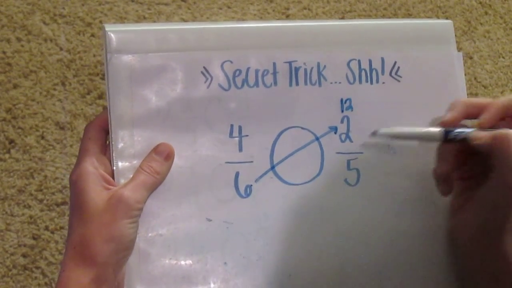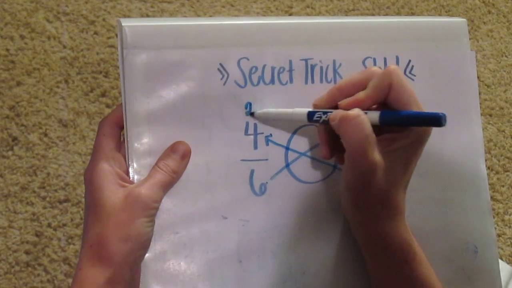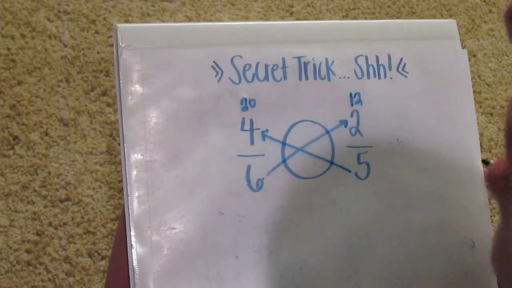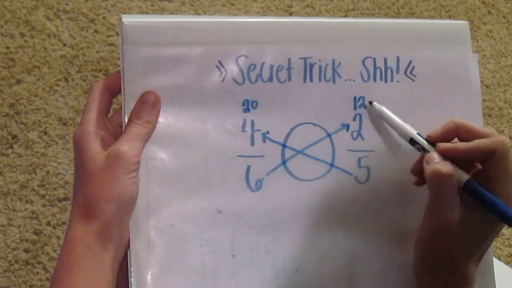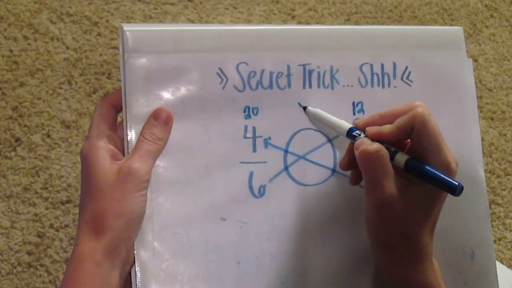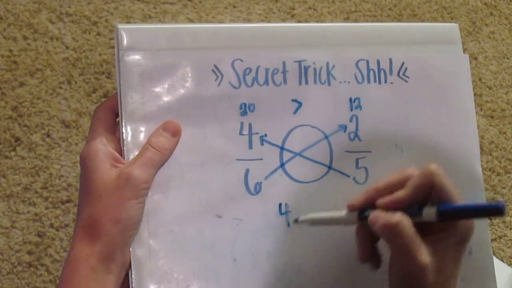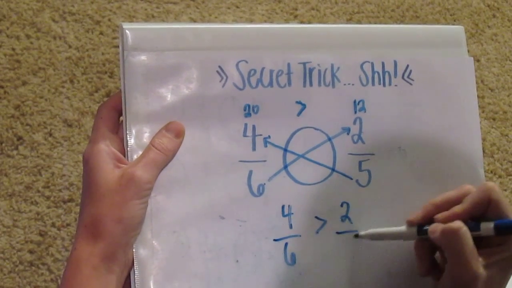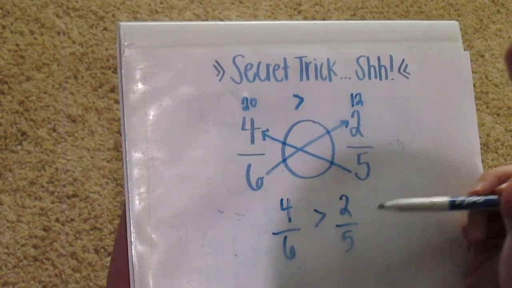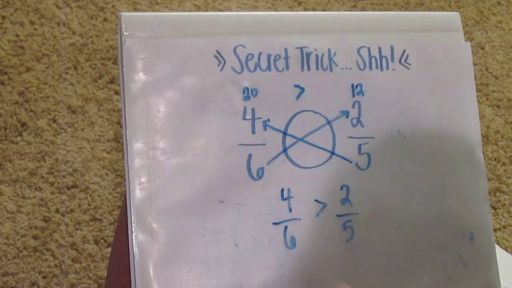And so now we do the same thing to the other side. Multiply this denominator by this numerator. 5 times 4 will give us 20. And again, this 20 is going to represent the 4/6. So now all we need to do is compare the two numbers that we have, 20 and 12. And since 20 is greater than 12, we're going to write our greater than sign, which shows that 20 is greater than 12, or 4/6 is greater than 2/5, seeing as we said that 20 was representing the 4/6 and the 12 was representing the 2/5. And that supports our original findings of 4/6 being greater than 2/5.